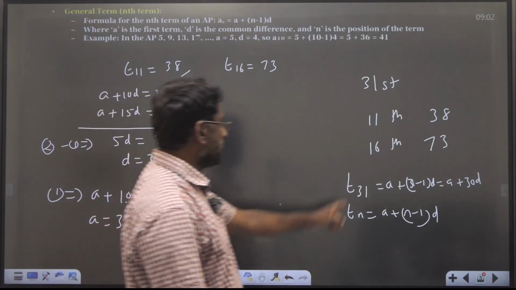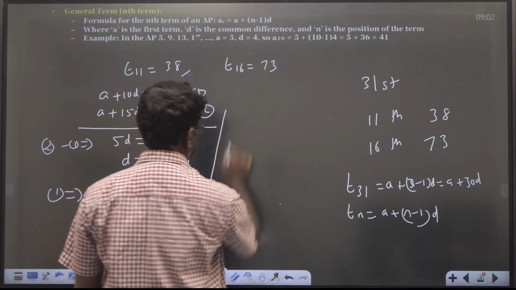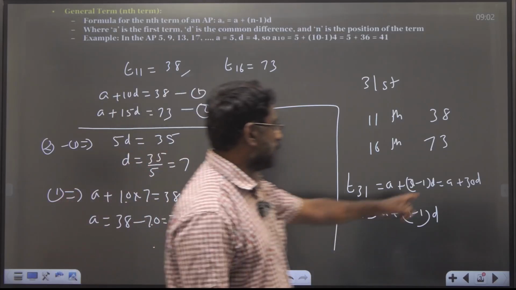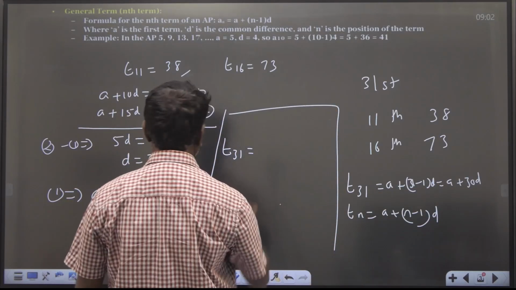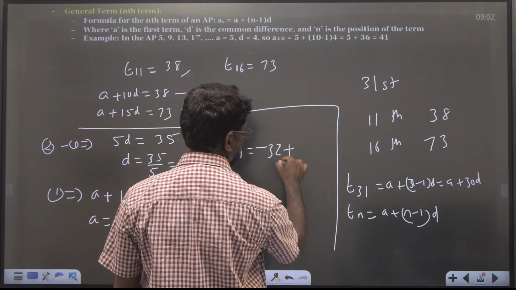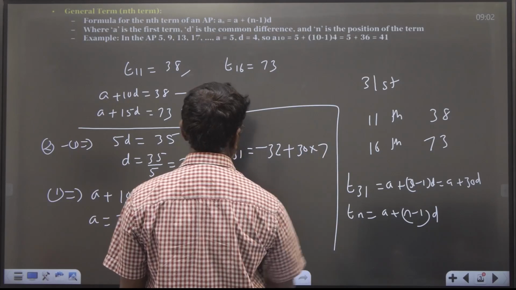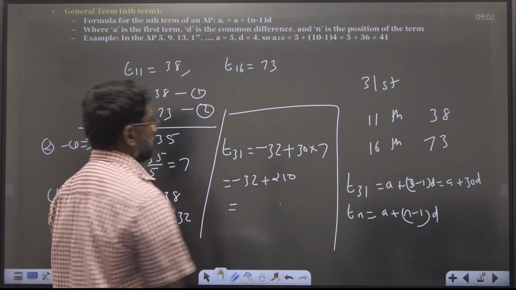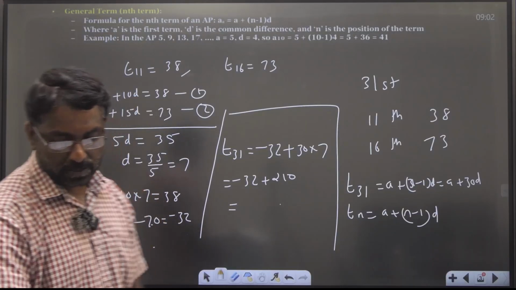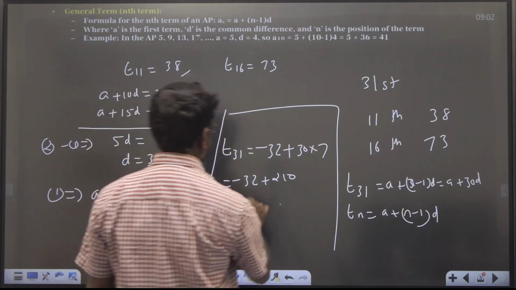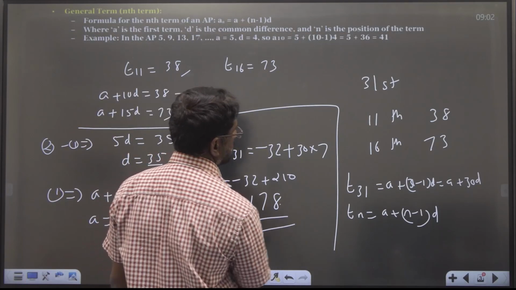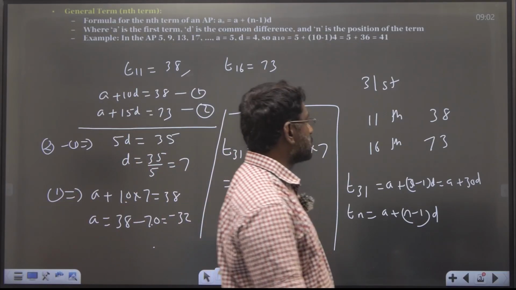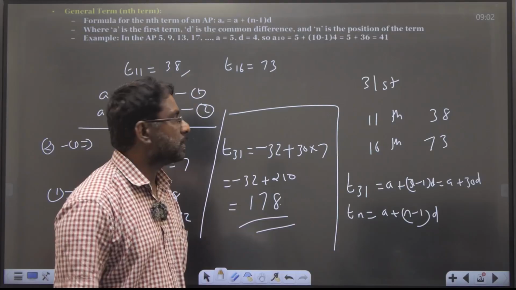But we have to find T31. Then T31 is equal to a plus 30d. What is a? a is minus 32, plus 30 into d, what is d? That is 7. Minus 32 plus 210, that is equal to 178. 178 is the 31st term. The 31st term is 178. 178 is the answer.